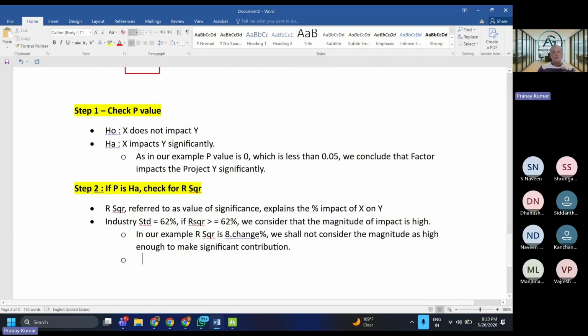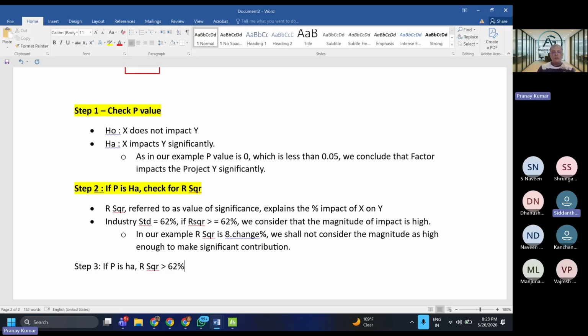Sir, what is the difference between R square adjusted and R square predicted? Sure. There are three R square values. If P is alternate, R square is greater than 62.